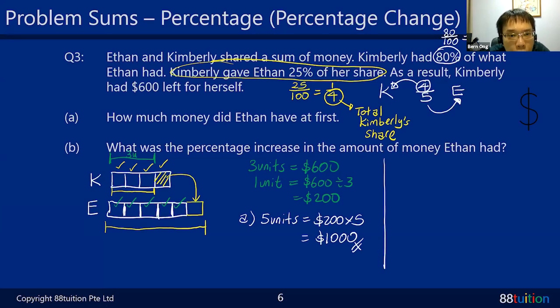Some of you got 1,002 for part A. Yeah, wrong. All right. Part A is $1,000. Something wrong. All right. And part B, ready?